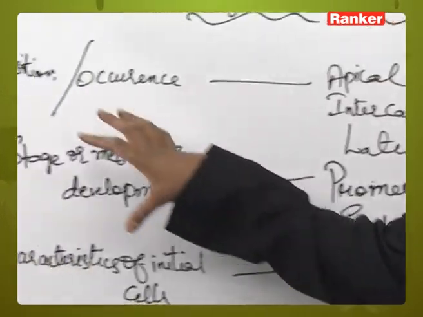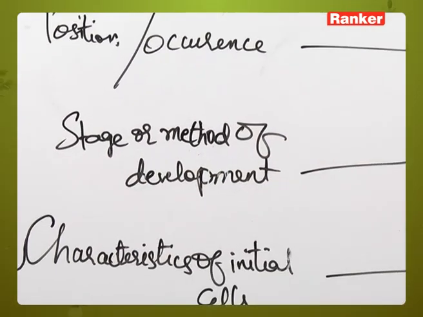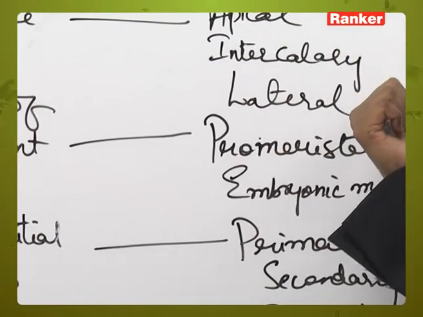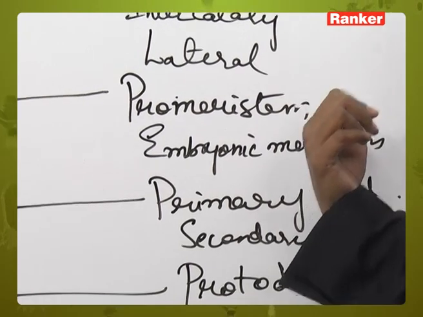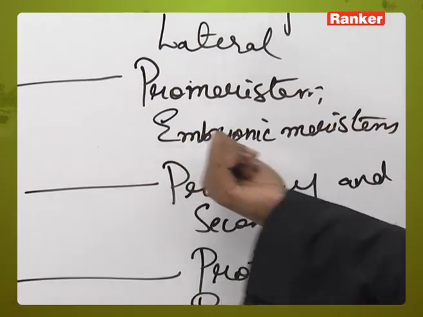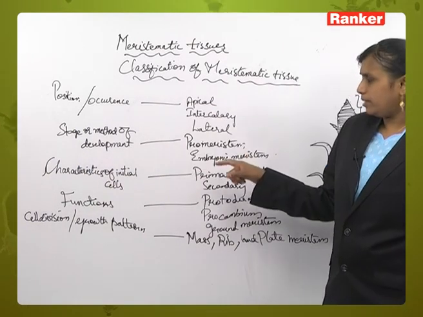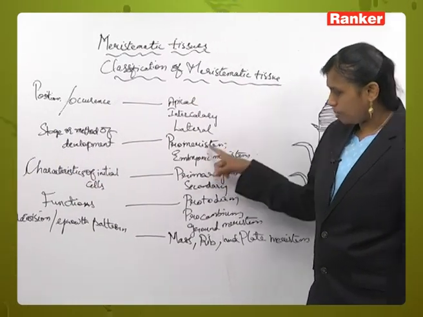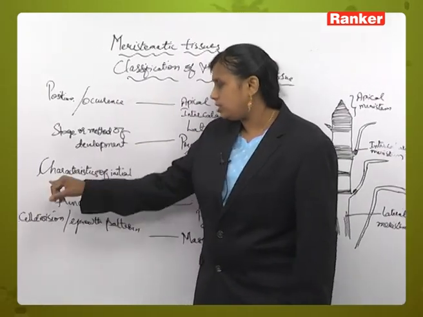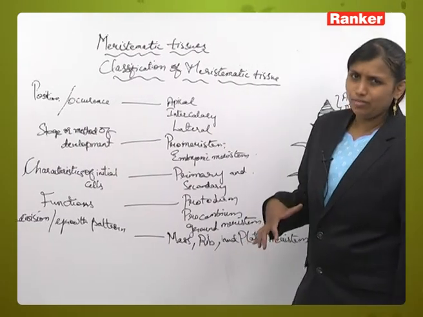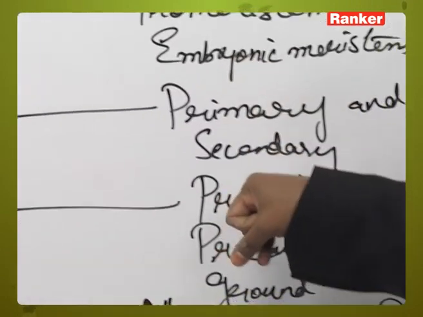Okay. Now, the next type of classification is on the basis of stages or method of development. So, either it may be a promeristem, first form meristem, or if it is coming under the embryonic stages, embryonic meristems or urmeristem. The method of development is of two types: promeristems and embryonic meristems. Next, if the classification of meristematic tissue is done on the basis of the initial cells from which the meristematic tissue originated, then that will be primary meristem and secondary meristem.